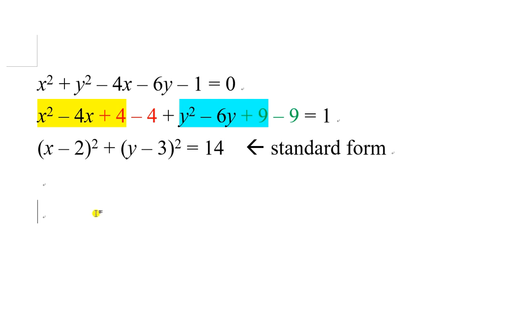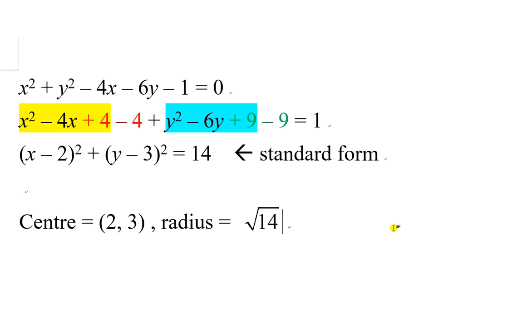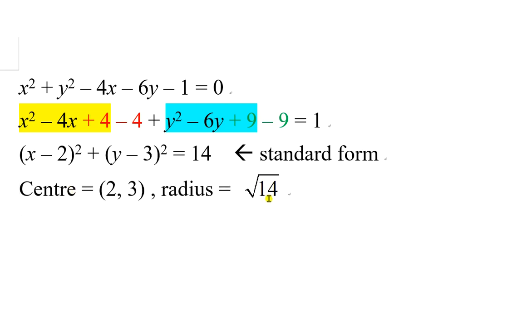And hence, you can write down the center. That is, the x coordinate will be 2, and the y coordinate will be 3. And the radius is not 14, but the square root of 14. That's the way we can find the center and radius from the general form of the equation of a circle.